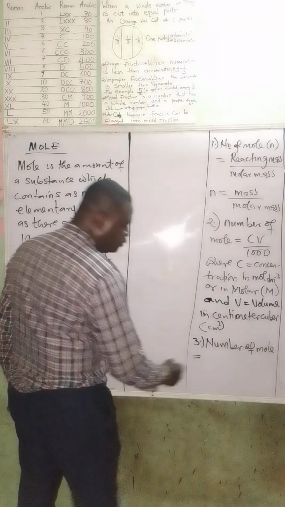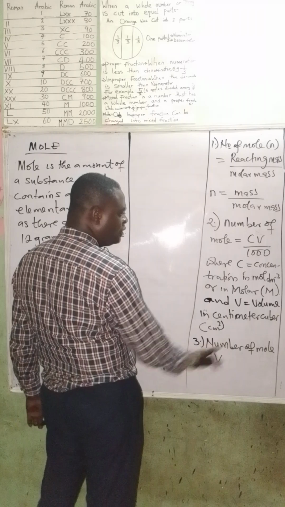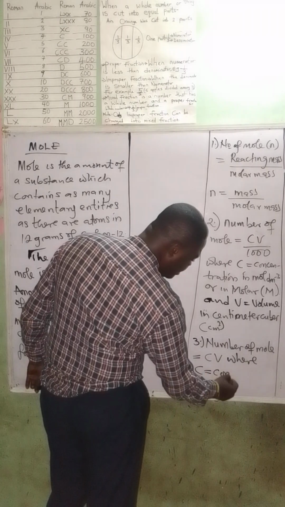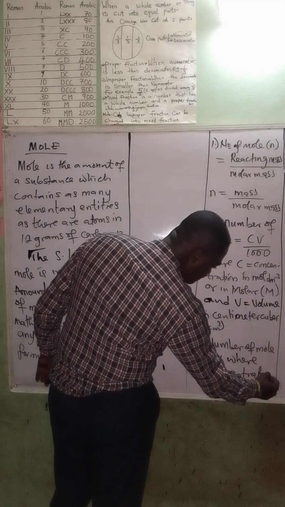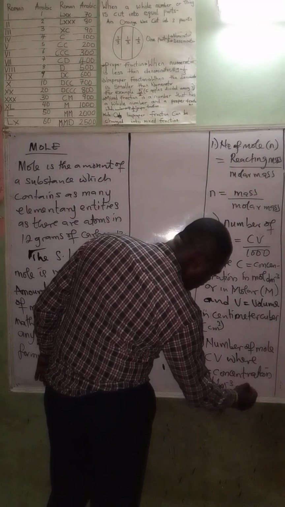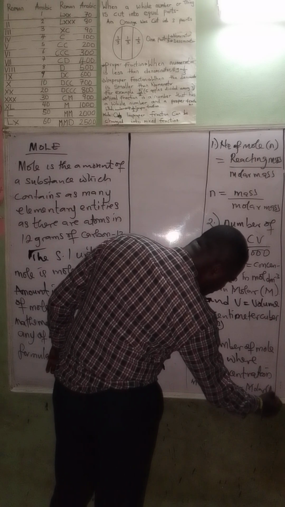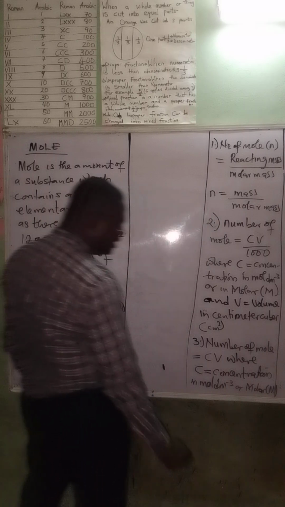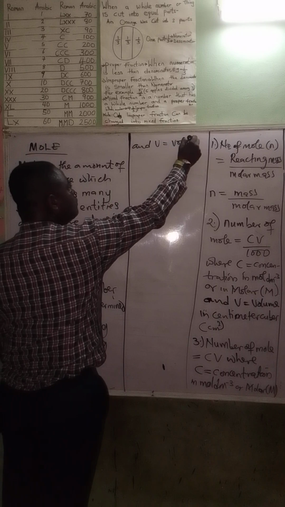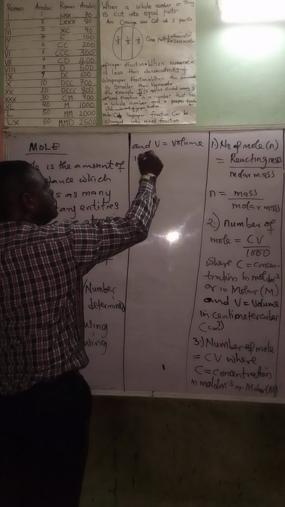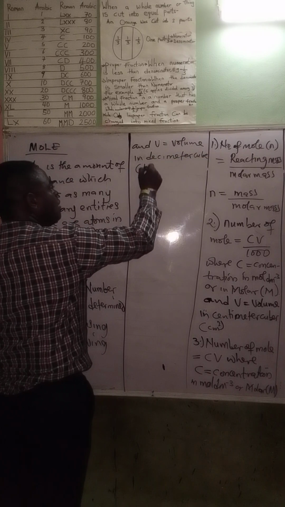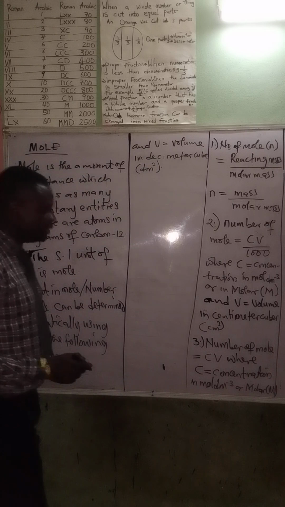Number of mole is equal to CV. This time there is no need for over 1000, where C is concentration in mole per dm cube or molar, and V is volume, but now in decimeter cube, that is in dm raised to power 3. That is that.